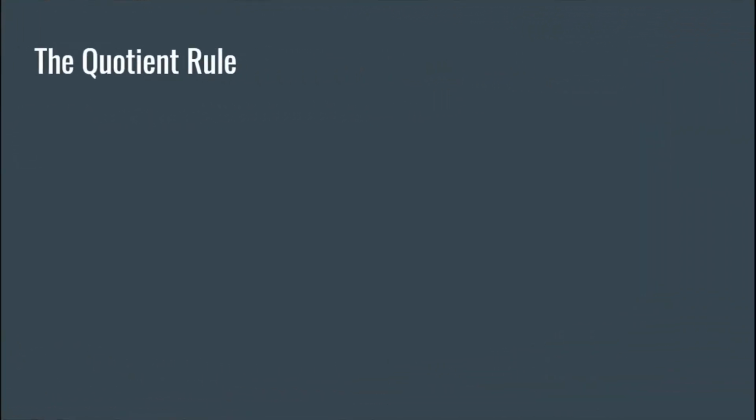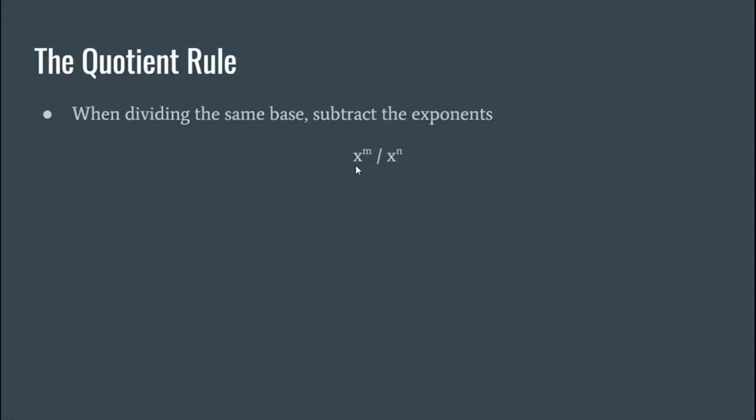So first of all, what is the quotient rule? When you have the same base and you're dividing them, to simplify, you can subtract the exponents. Well, what does that look like? Here's the general form of it. Here I have some base, x, raised to some power m, and I'm dividing that by the same base, raised to a different power n. To simplify this, all I will do is subtract the exponents.